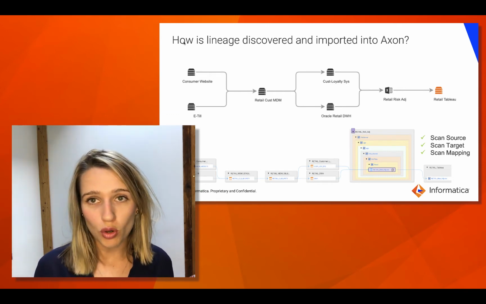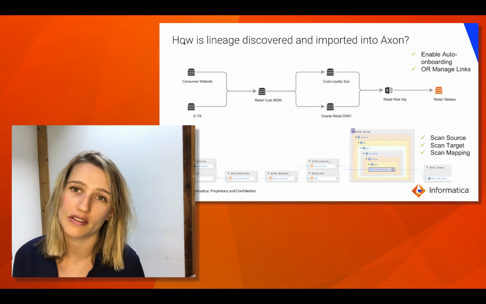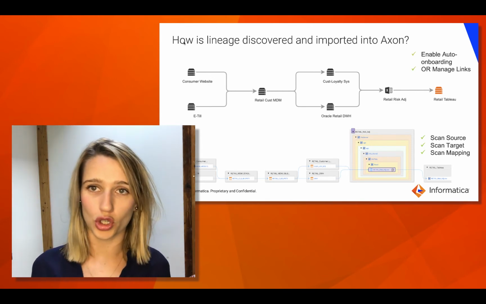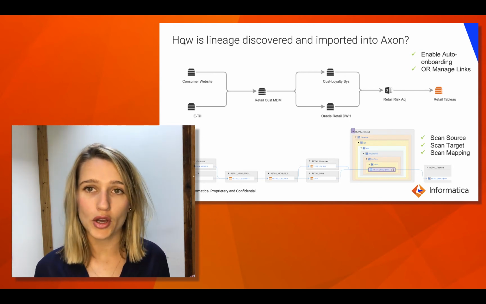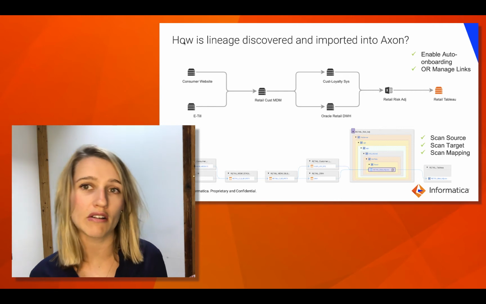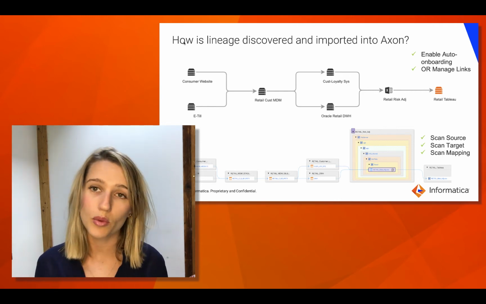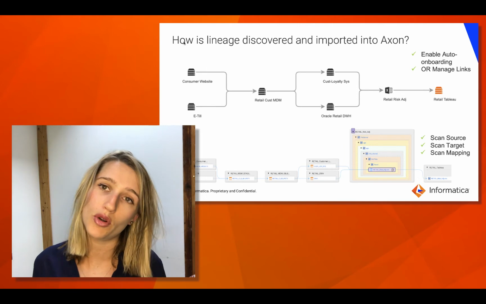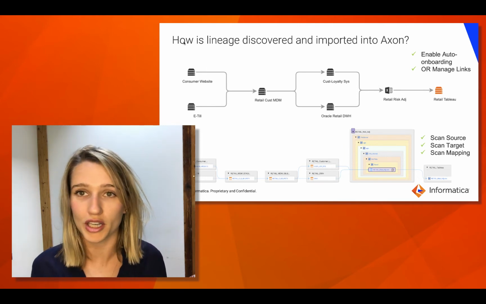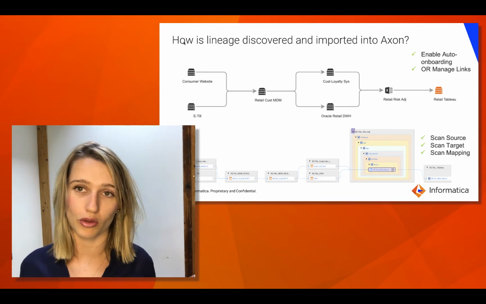If we do want to bring this technical lineage in exactly as it was in EDC, we can do this with auto onboarding. But because of these subtle differences, and because the business don't necessarily want to see the level of detail and information that EDC has discovered, we advise as a best practice to actually manage the linking. You can still scan and you can still import, but rather than automatically just bring in everything that EDC finds, we suggest you do some curation along the way.